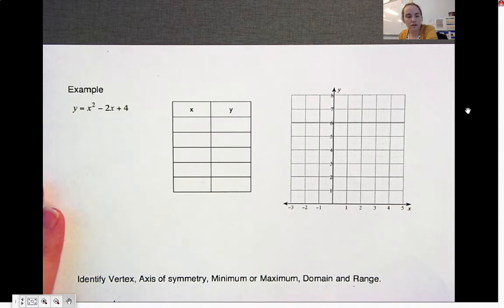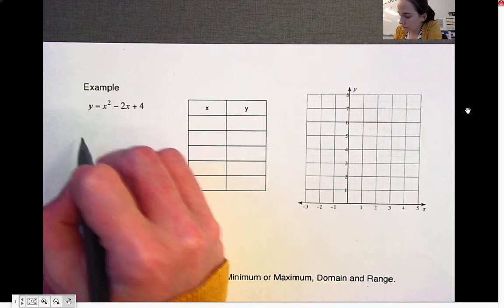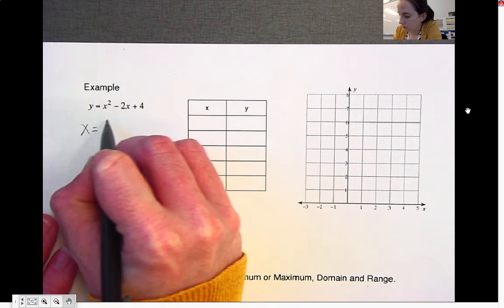Now, the other thing that you can do is, we're going to find the axis of symmetry and then we're going to find the vertex. But then we also can look at the y-intercept, okay? So first let's find the axis of symmetry.